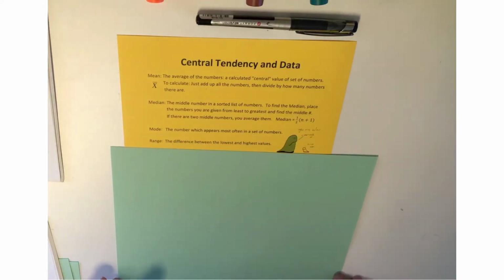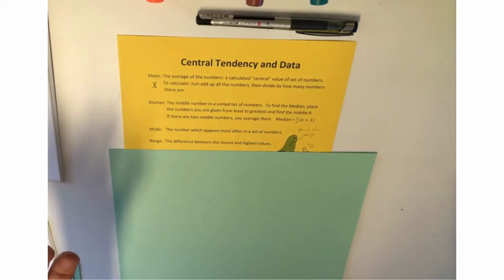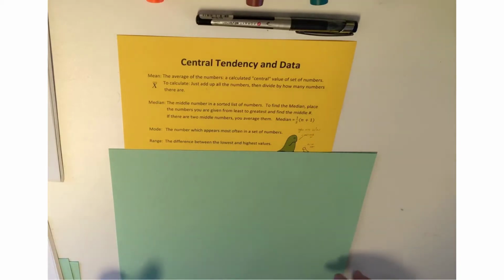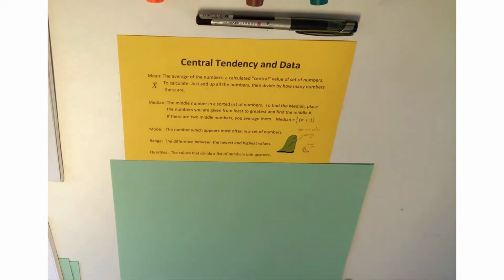Then after that, we looked at the range, when you get the highest, the maximum value, and you get the lowest, the minimum value, and you subtract them. And that gave you the range of numbers from smallest to largest. Then we took a look at quartiles. You saw that in the second video that was uploaded.